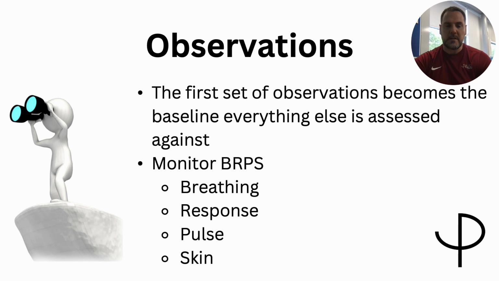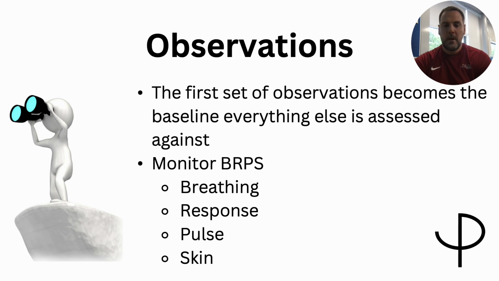It's really important as a first aider that we take observations, so the first set of observations becomes the baseline against which everything else is assessed. So we need to monitor something called BRPS, or burps without the U. So we monitor breathing, we monitor response, so we use something called the AVPU scale. Is our casualty A, alert? Are they V, responding to our voice? Are they P, responding to pain? Or are they unresponsive?